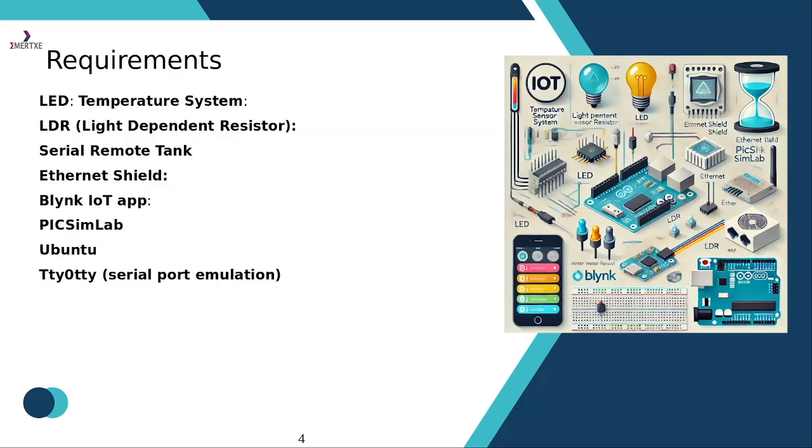We have the LDR, which is a light dependent resistor. It senses light levels in the environment. We have Internet Shield, Blink IoT, Pacing Lab, and Ubuntu, the operating system I'm using to build this project. And then we have the TTY0TTY, which is the serial port emulation.